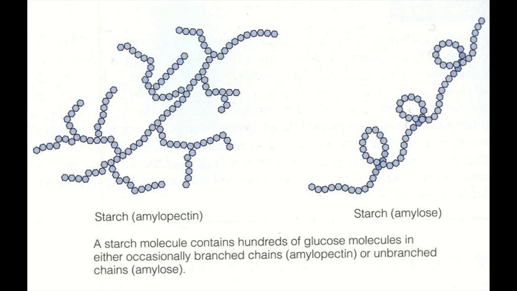As seen in this image, the main difference between amylose and amylopectin is the branching. Amylopectin has much more branching in its structure compared to amylose. Amylopectin is also more commonly found in nature compared to amylose. Starches that contain only amylopectin are considered starchy and will be discussed later in this video.